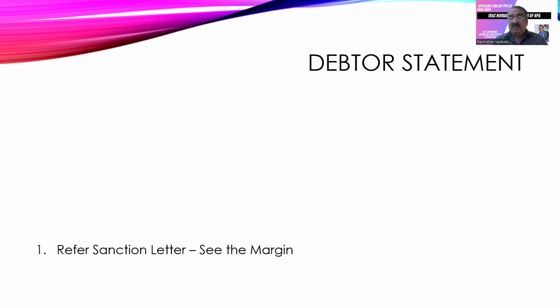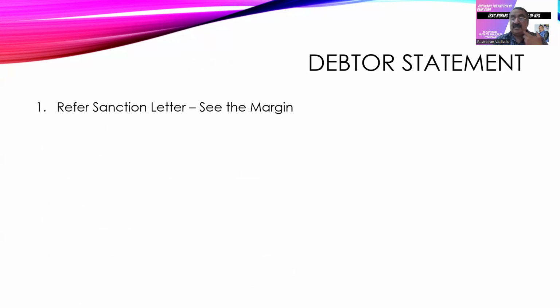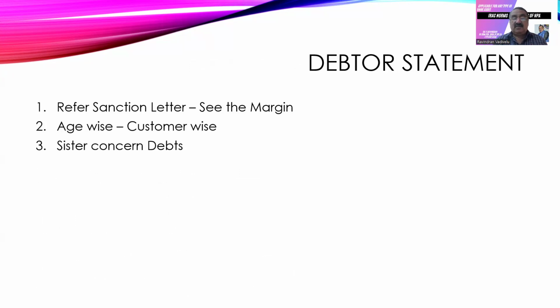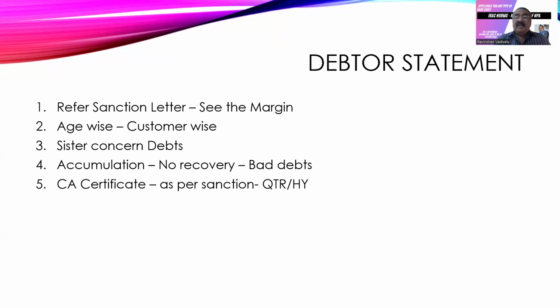With reference to the debtor statement, please refer to the sanction letter and see the margin. You have to calculate and analyze the age-wise and customer-wise data, and sister concern debts should be excluded. These sister concern debts you can find from the process note prepared by the branch. If there is any accumulation of data, you have to analyze it from the bad debts angle also. And every 6 months or 3 months, the customer has to produce a chartered accountant certificate with reference to the debtor balance.